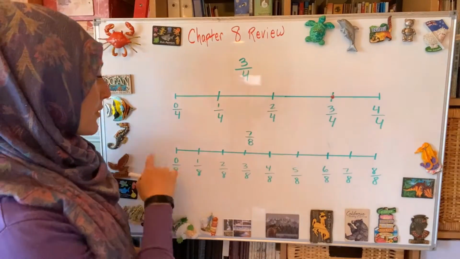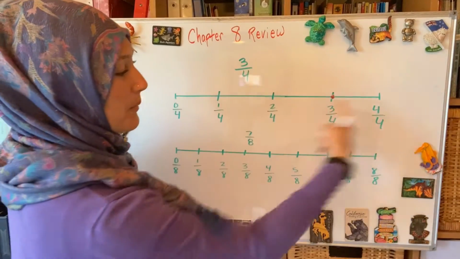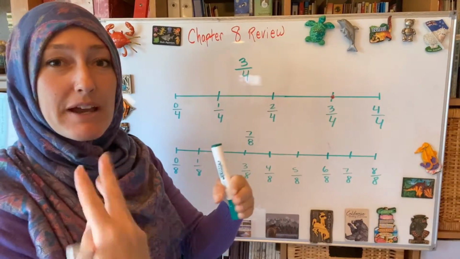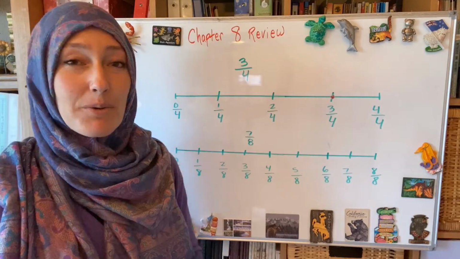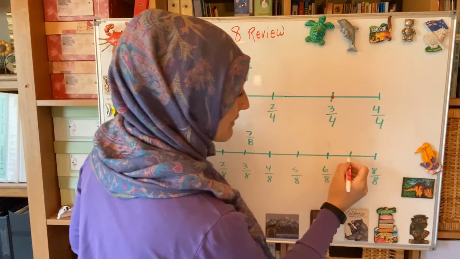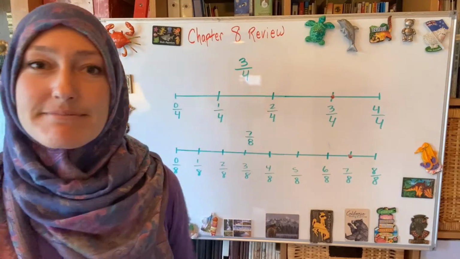So you run around 1 lap. That's 1 out of the 8. 2 laps, 3 laps. When you get to 8 laps that you've run around, that's 1 mile. So let's say you've only done 7/8 of the way, then you've done 7 laps, and that's how far you are on the number line.